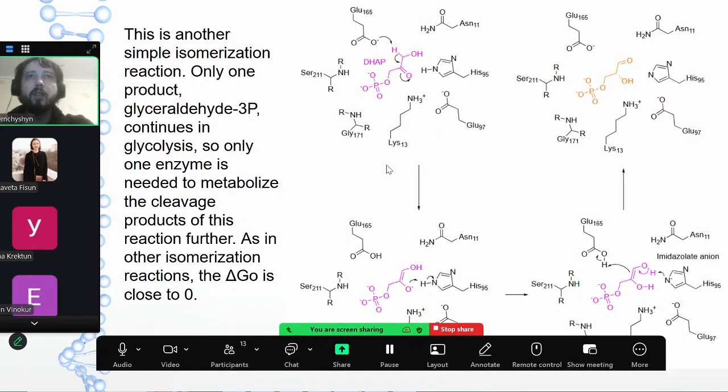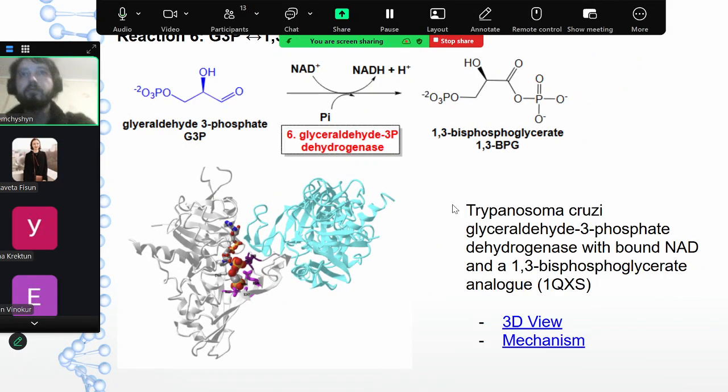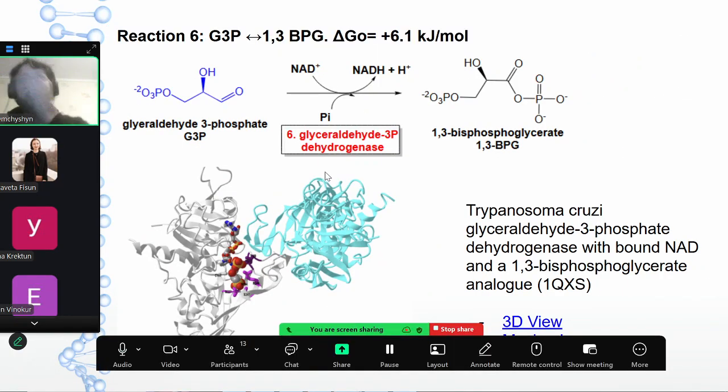What else? So it's a simple isomerization reaction, one product, it continues, delta G naught is close to 0, so nothing special here. Now, reaction number 6. So I guess we are now in the payoff step. So we start with glyceraldehyde 3-phosphate. We have basically two molecules of these, but we will consider what happens to one of them. Of course, the same will happen to the other.